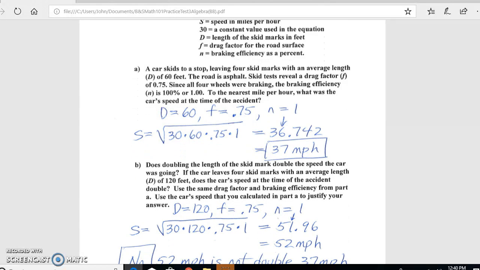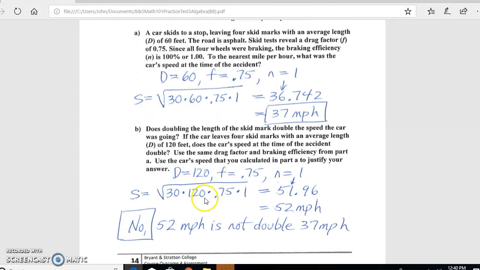And then on letter B, we are told, does doubling the length of the skid mark double the speed the car was going? If the car leaves 4 skid marks with an average length of 120, so now we've doubled the length of the skid marks, does the car's speed at the time of the accident double? Use the same drag factor and braking efficiency from part A. Use the car's speed that you calculated in part A to justify your answer.